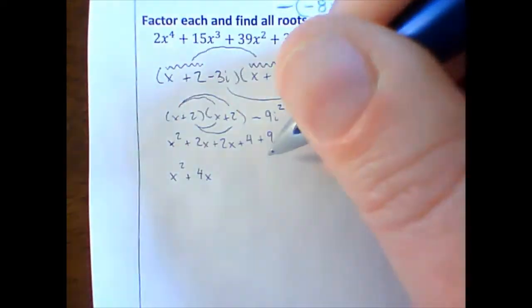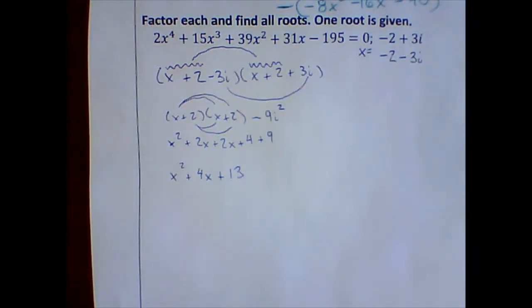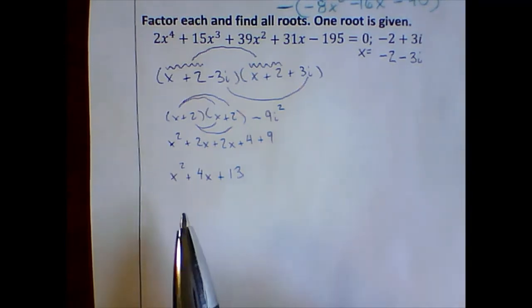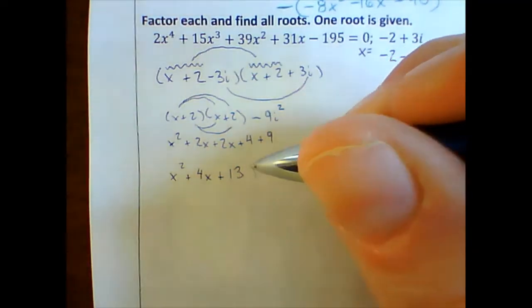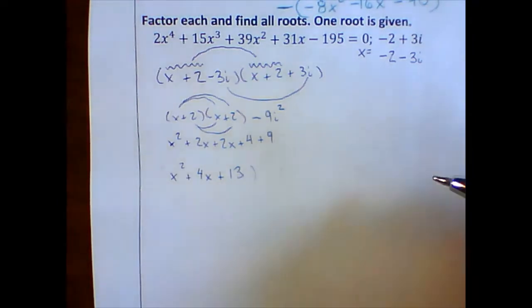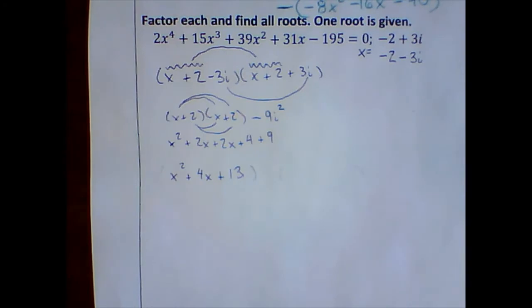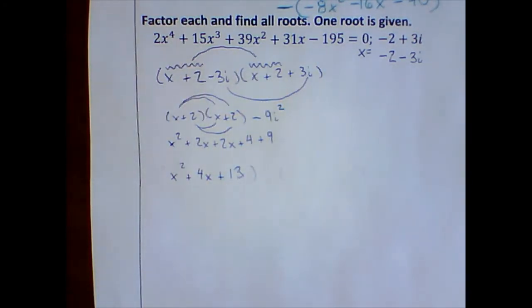So we get x squared plus 4x plus 13. Okay, that's a polynomial that was made from the answers. It's also a polynomial that is related to the original. In theory, we could get 2 parentheses and times back to the original. x squared plus 4x plus 13 times something else equals the original polynomial that we were given.